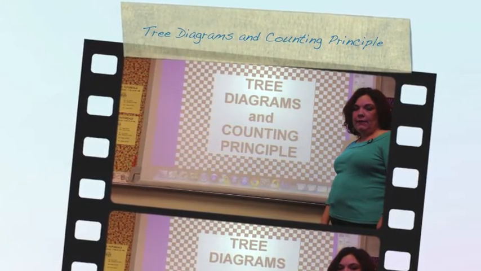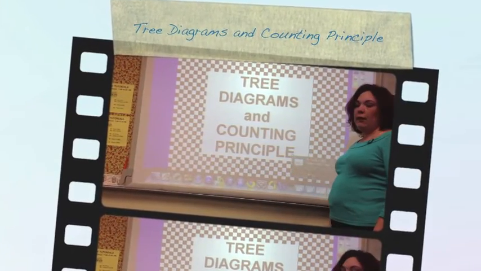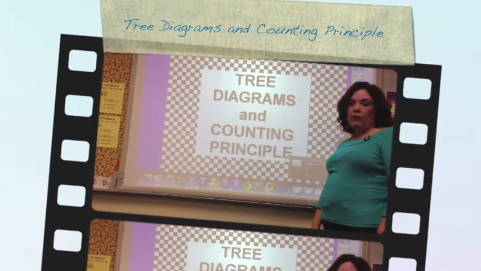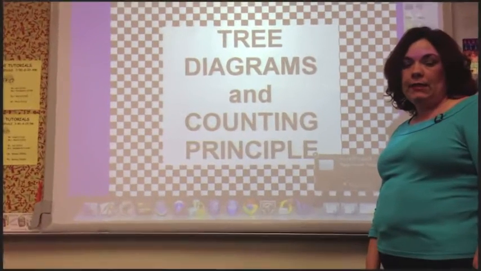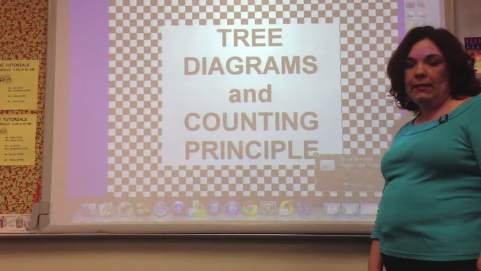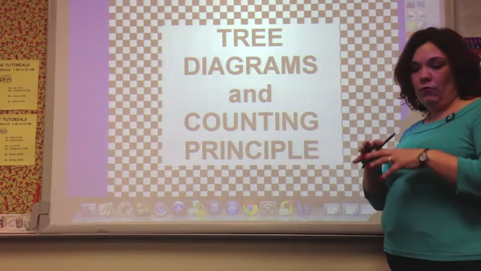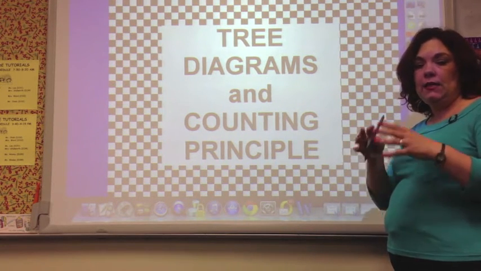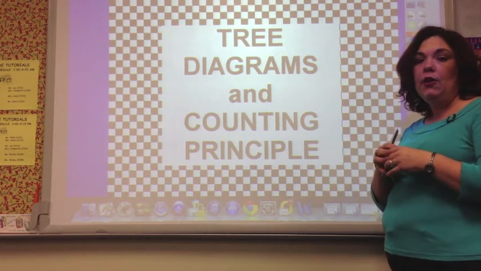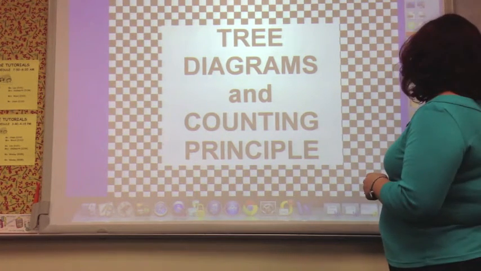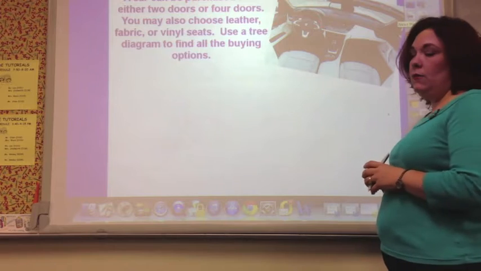So today the video is on tree diagrams and the counting principle. Tree diagrams are one example of a sample space, and how you take options and organize them to see what outcomes you can get. So this is the way it works.